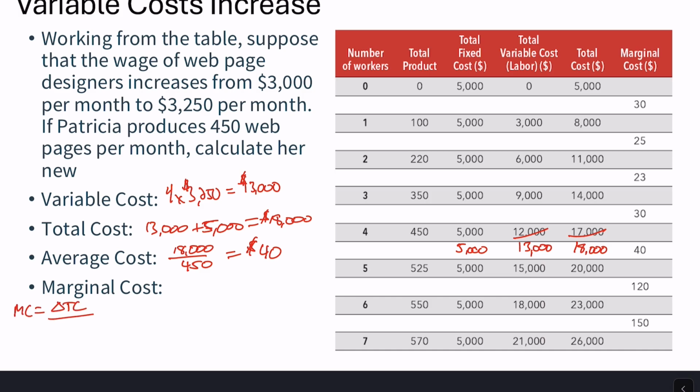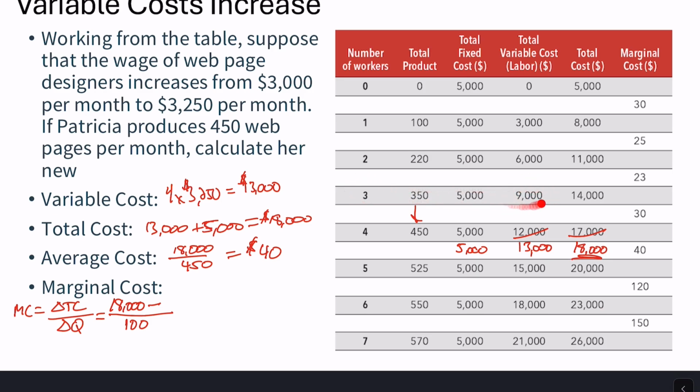Okay, marginal cost. Again, marginal cost is going to be your change in total cost moving from row 3 to row 4 divided by your change in quantity moving from row 3 to row 4. Okay. So the quantity moving from 3 to 4 is just going to be an increase of 100, just like it was before. But now we have a different change in total cost. So our new total cost is $18,000. And we need to subtract off the total cost from this row, but we need to recalculate it, right? We need to recalculate it with that new variable cost for that row. And so we need to increase our wages.